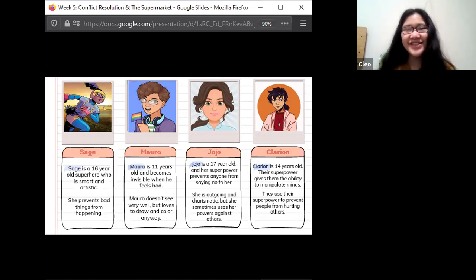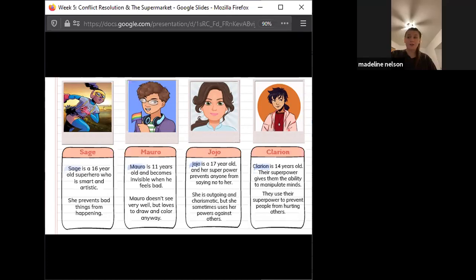Clarion is my character and is 14 years old. Instead of he or she, Clarion prefers using they to refer to themselves. Their special power allows them to manipulate minds, but Clarion doesn't like to use it. They'll only use it at the most desperate times to help others. Jojo is the name of my character. She's a 17-year-old whose superpower is that no one can say no to her. This allows her to get what she wants in order to fix a situation.